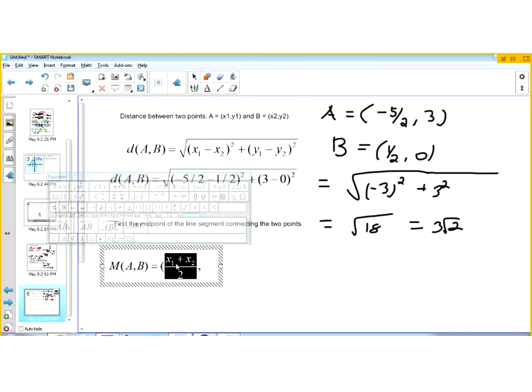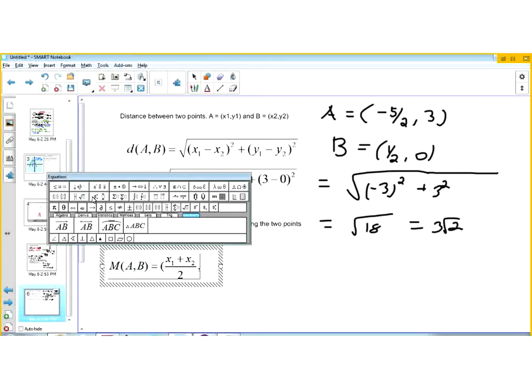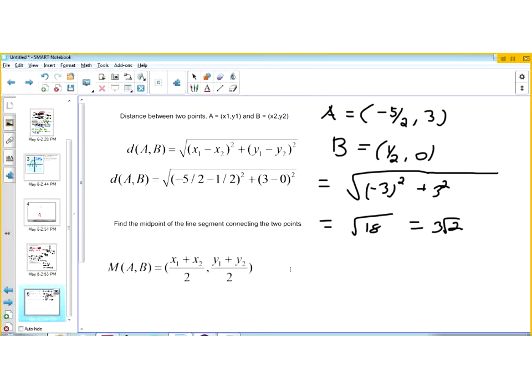And then the ordinate would be, well, this is the abscissa. So this formula right here that I've got highlighted, that's the abscissa of the midpoint. And then the ordinate would be this, the average of the y values, right? So that would be y sub 1 plus y sub 2 divided by 2. So there's the general formula for the midpoint of the line segment connecting the 2 points.